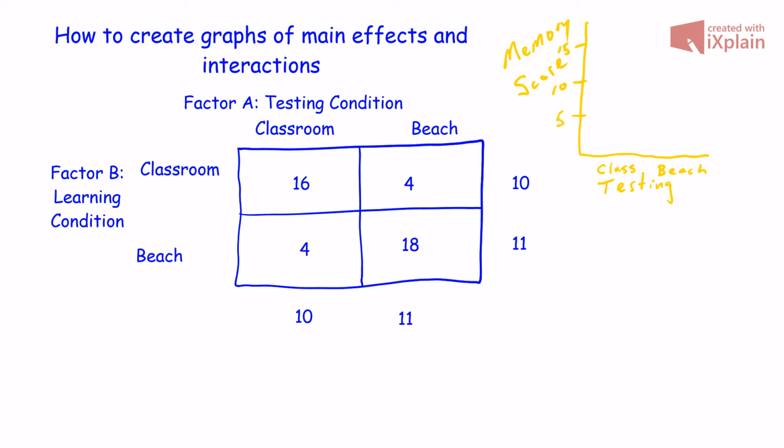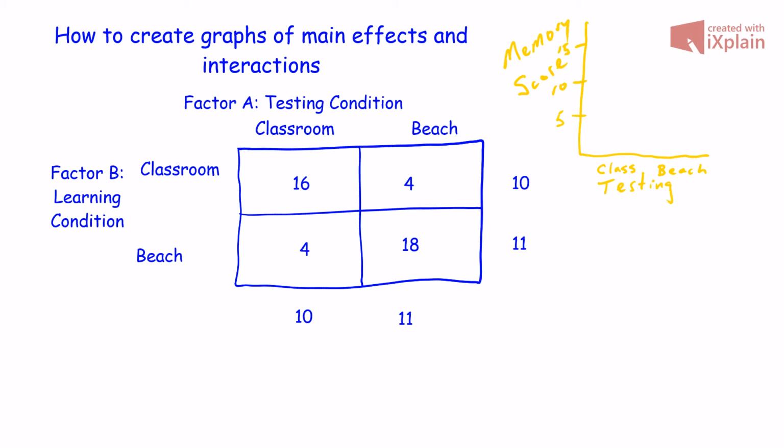And the first thing I'm going to do is I'm going to graph the main effect of testing. And so I've created a little graph over here. The IV always goes on the bottom axis down here. So I label it, I'm talking about the IV of testing, so I have testing there. And then I have the two levels of testing listed. So there's class and there's beach, 1 and 2 respectively. The vertical axis over here is always the dependent variable, their memory score. How well did they do on the test?